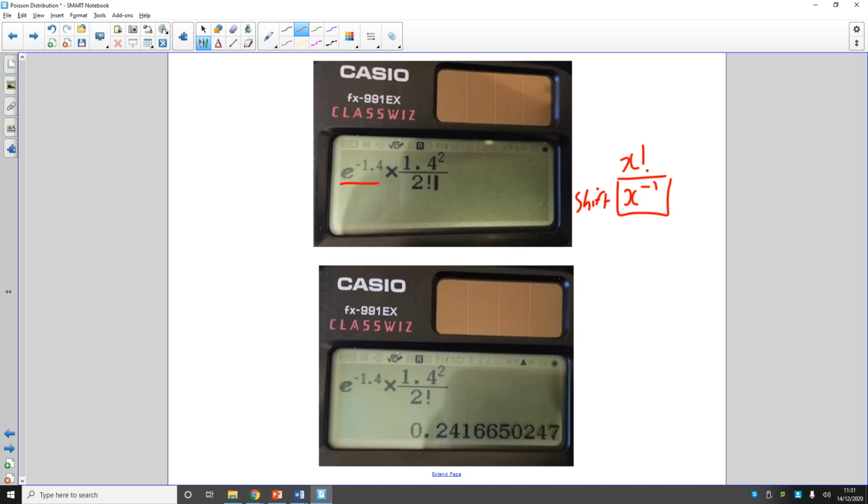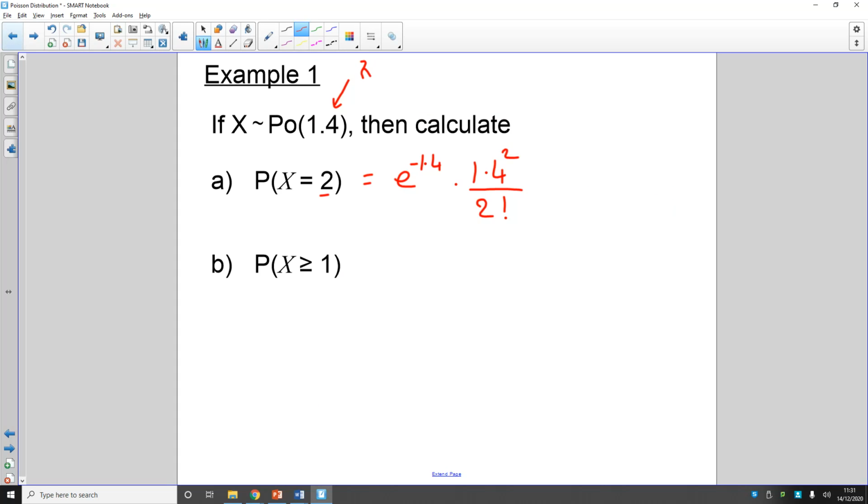You can see that the answer that I have come up with on this question for x equals 2 is 0.24166, etc. As with the binomial distribution, we're going to give our answers correct to 4 decimal places, so we're just going to round using the 6. So our final answer for that one would be 0.2417, and we've rounded it to 4 decimal places.